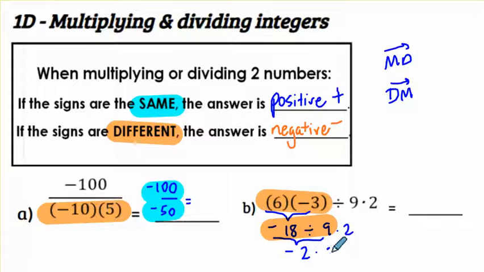And our final step, which I will leave you to, is to multiply this negative 2 by this positive 2. And this, again, is a negative times a positive. So again, we have signs that are different. Okay, good luck.